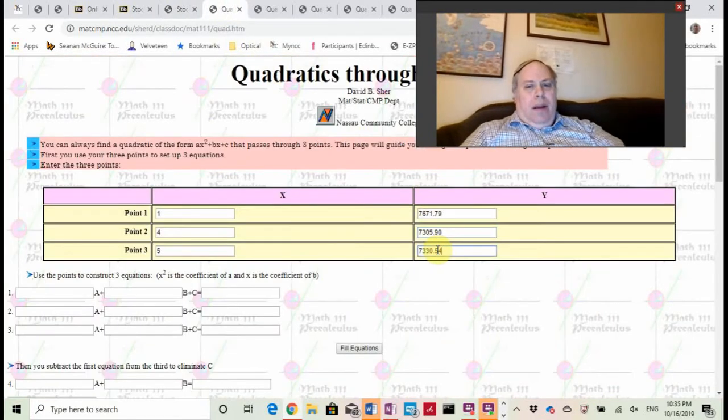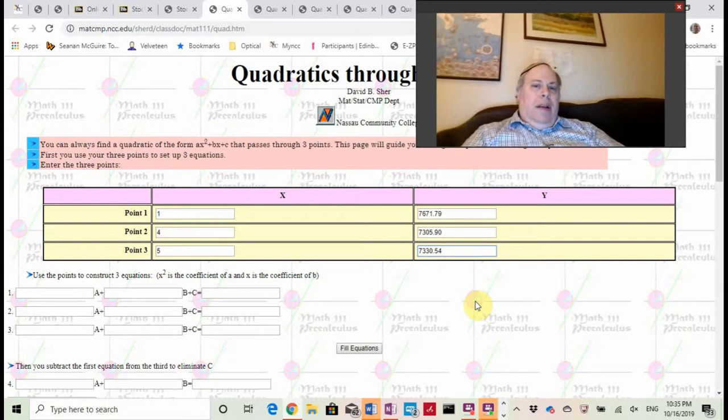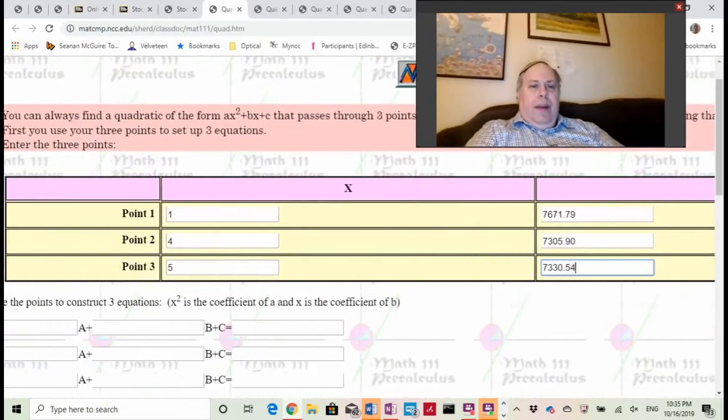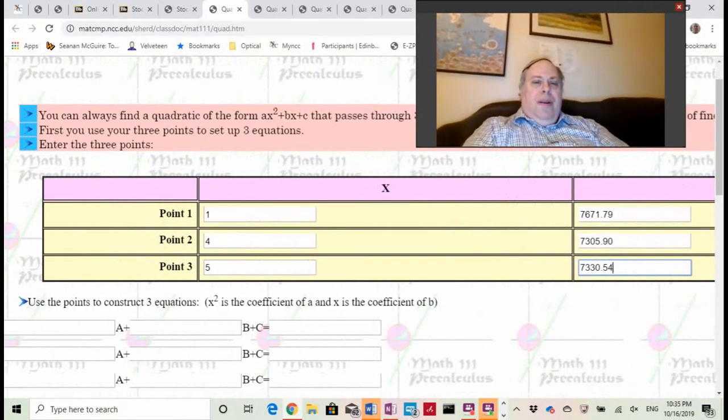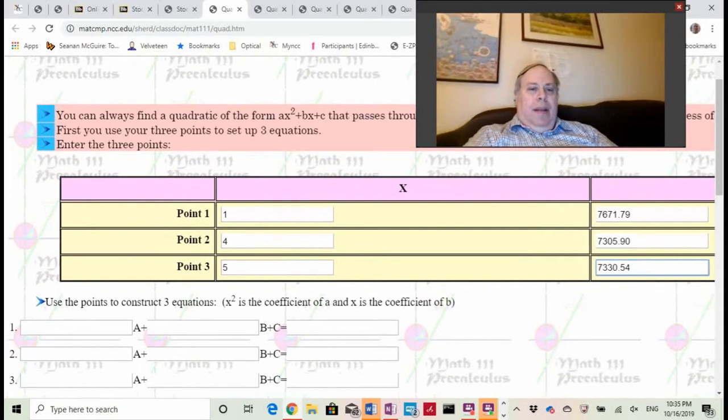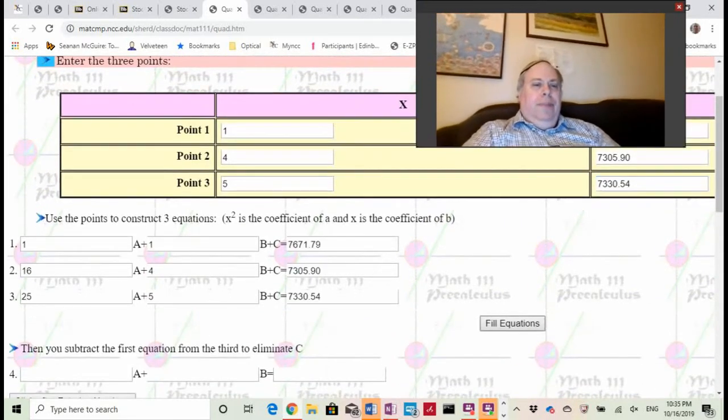Okay, so I've got 3 points here. Let me make that a little bigger so you can see. I put in the 3 numbers from the Nasdaq. Now I'll click on fill equations, and once again the x squared gets multiplied by a, the x's get multiplied by b, and the c stands alone, and that equals the y's over here.